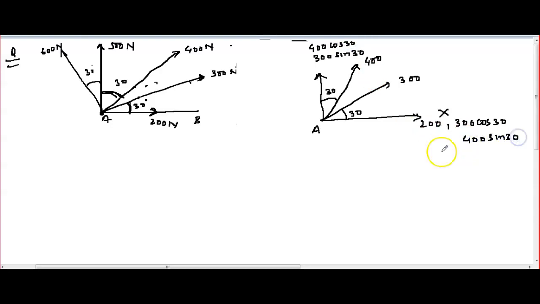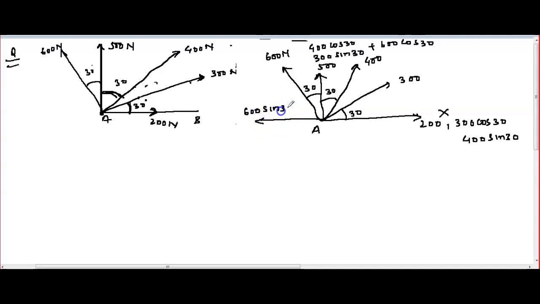Any doubt in this? The 500 is directly given, so we write it as it is. This is already vertical. Okay, and another force is given here, 600 newtons at an angle of 30 degrees along the positive y axis. So I can write 600 cos 30 and 600 sin 30, in this direction.